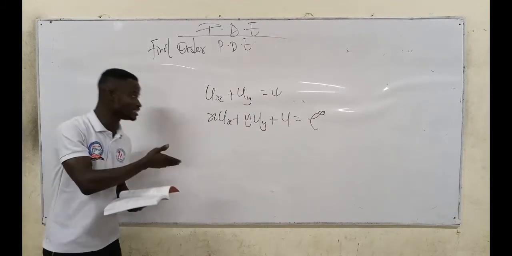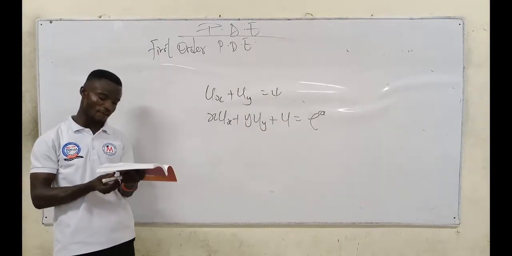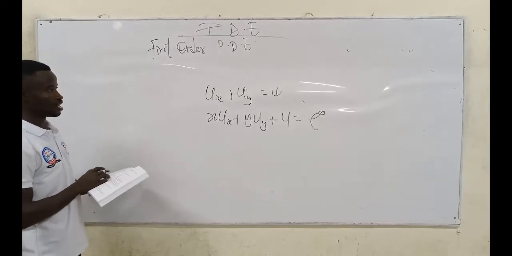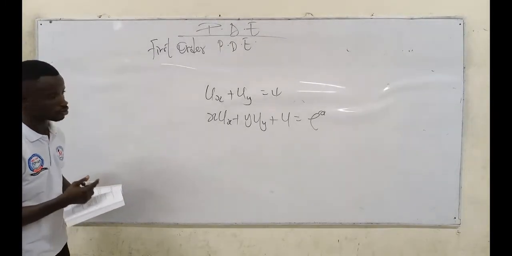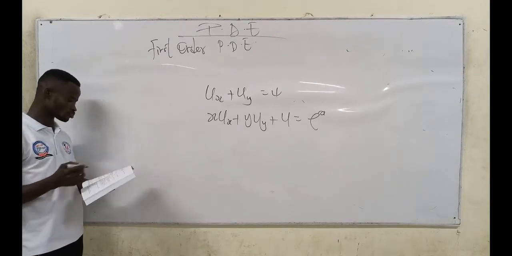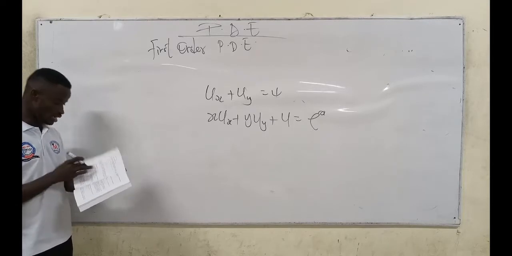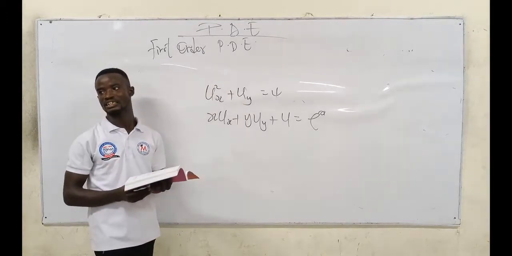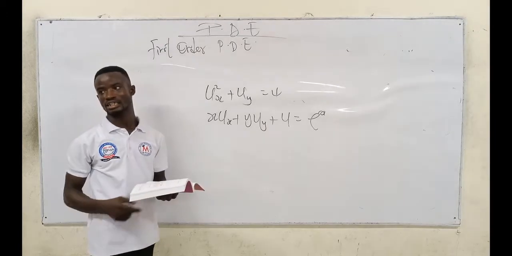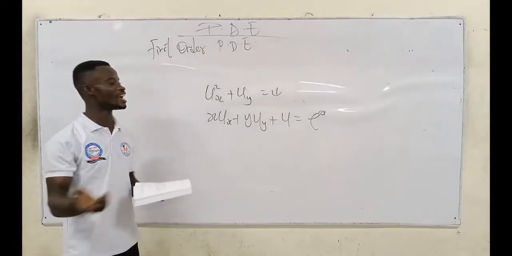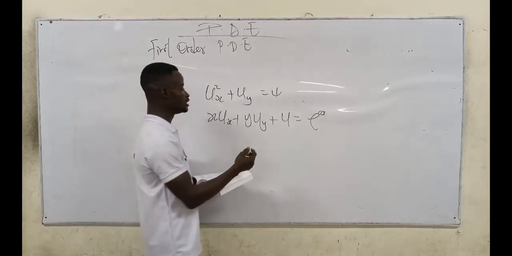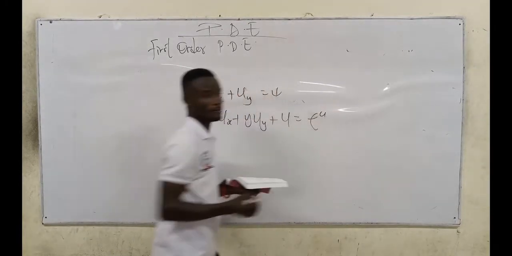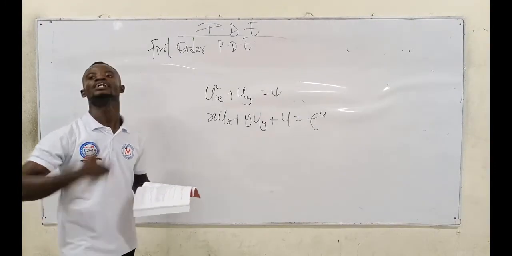If it's not linear, then it will be non-linear. So we can also have first order non-linear PDE. In fact, all that we are going to do, we are not going to see second order, it's just the first order. So this one is first order linear, and this one too, a first order linear. This can be an example of first order non-linear. What about the second one? First order non-linear.